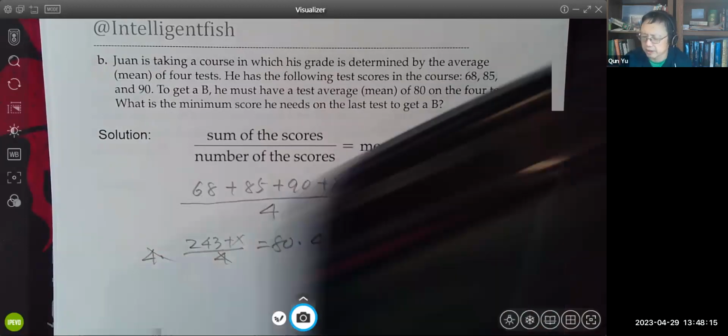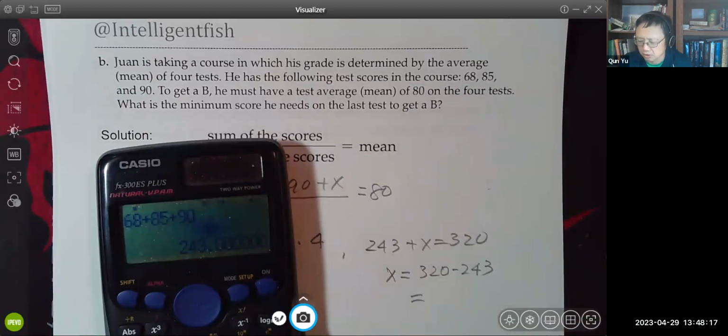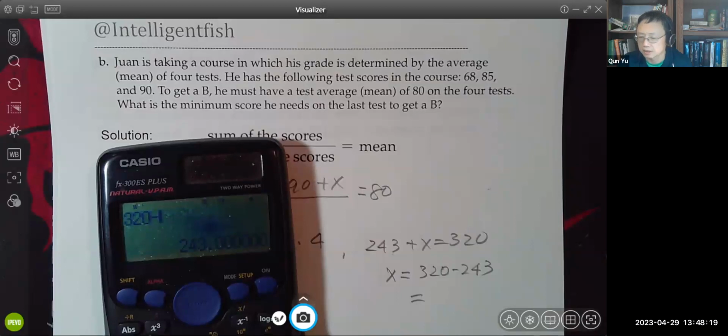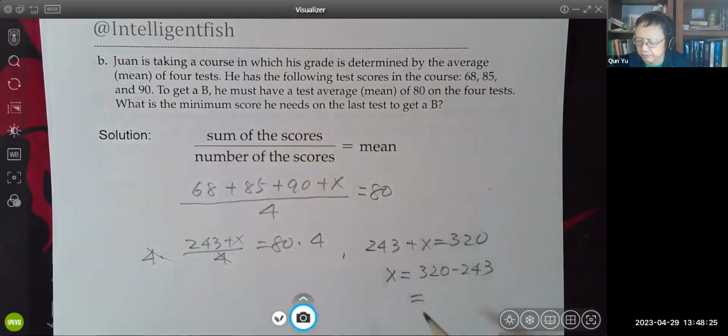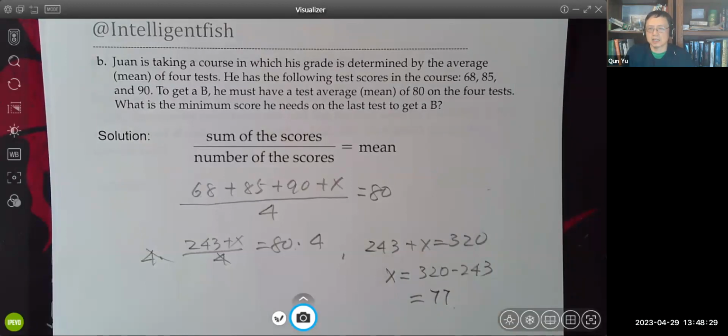Okay, let's see what we got. 320 minus 243. 77. So he has to get at least 77 in order to get a B.